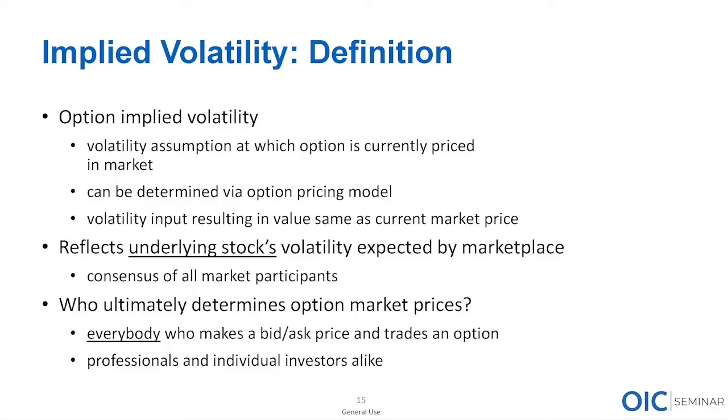So option implied volatility is a volatility assumption at which the option is currently priced in the market, right? The market is pricing this option based on a certain volatility because of the way that traders are looking at it. It can be determined via an option pricing model, which gets a little more complicated. You talk about the Black-Scholes model, which is the option pricing model.